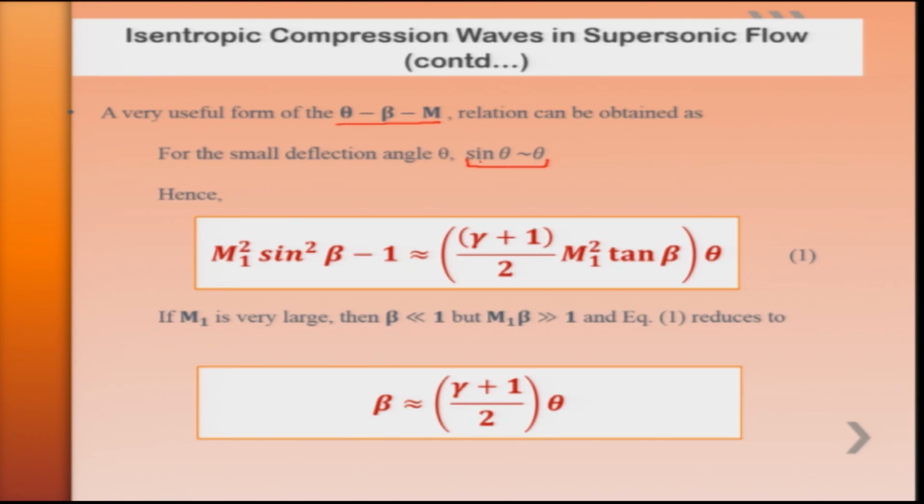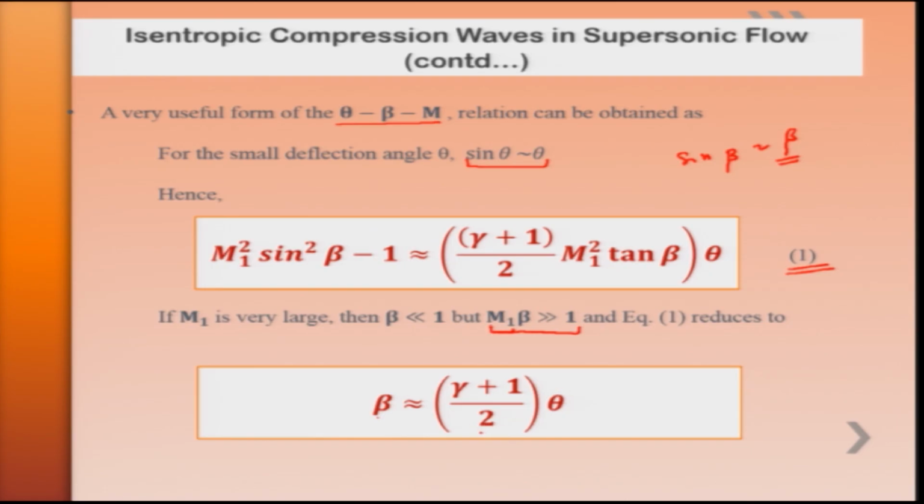For a given small deflection angle, the wave angle beta is also small, and hence sin beta can also be written as beta. Though it is very small, once it is multiplied by M1, which is very large, the product M1 beta cannot be neglected, because the M1 beta product is much larger than 1. In this case, the relationship obtained from theta-beta-M can be reduced to beta is equal to gamma plus 1 by 2 into theta.